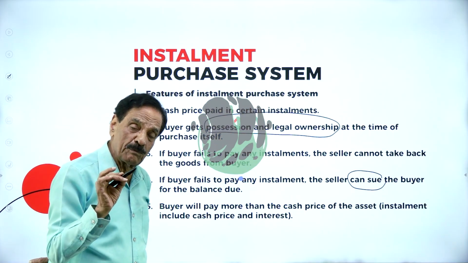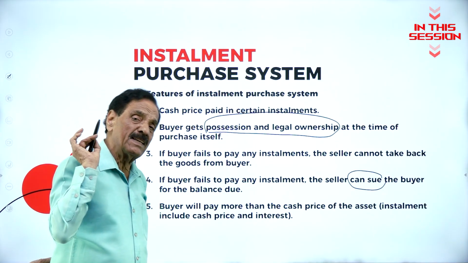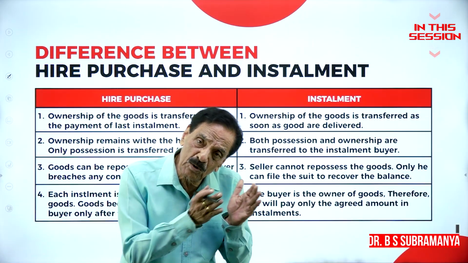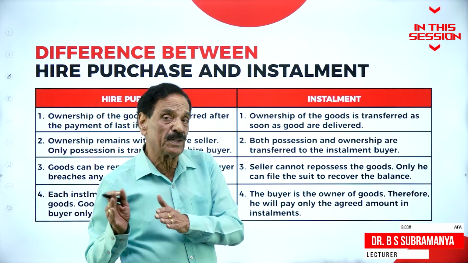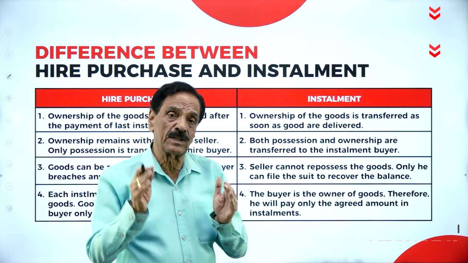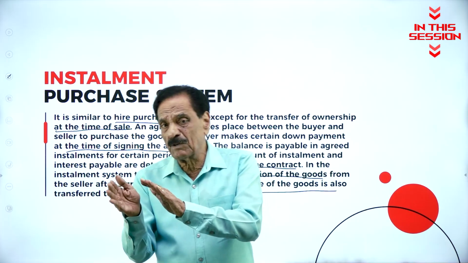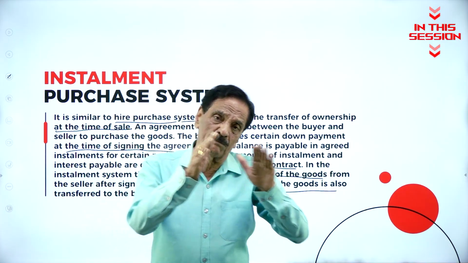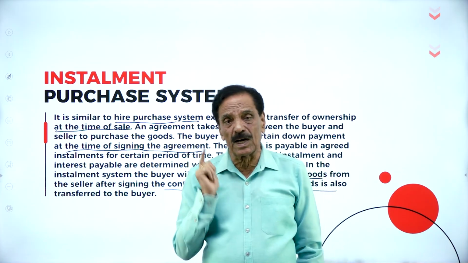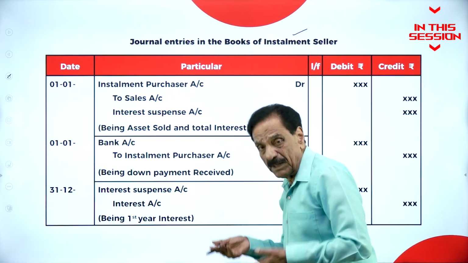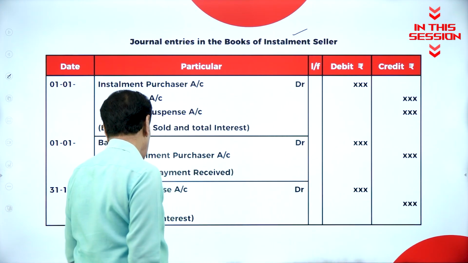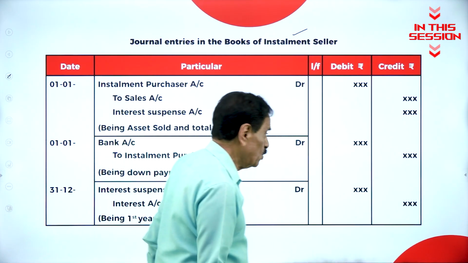If the buyer fails to pay any one of the installments, the seller cannot take back the goods from the buyer. The legal ownership is also transferred. Whereas in hire purchase, it is not so. Legal ownership will be transferred after the last installment is paid. The possession of the goods passes from seller to the buyer. The buyer becomes the only owner after the last installment is paid, the down payment being received. Then, first year interest: interest suspense account debited to interest account to be receivable.